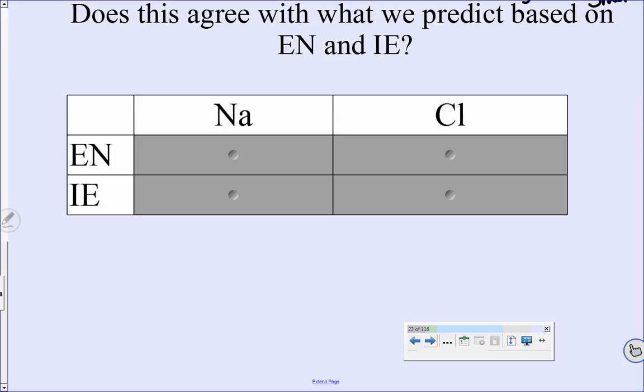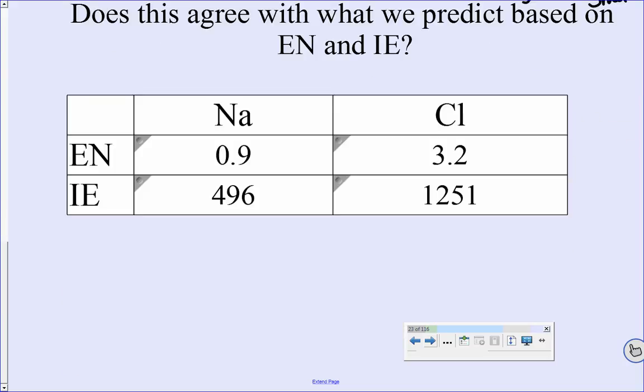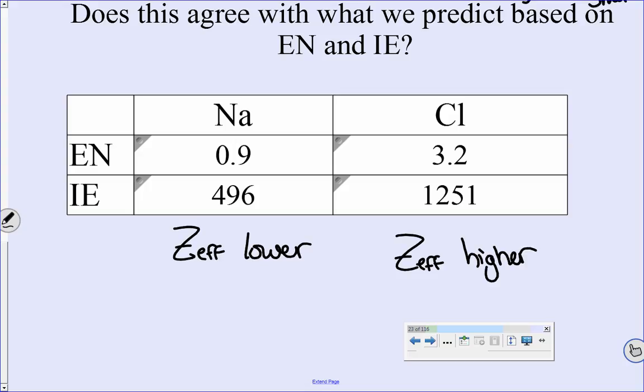Now, it's nice to compare these to electronegativities and ionization energies. What you're going to notice is electronegativity, remember, is that strength, that ability to hold electrons. Ionization energy is the amount of energy it would take to remove an electron. These are going to be lower when you have a lower effective nuclear charge, whereas in chlorine, the higher effective nuclear charge means it's going to be a lot harder to lose electrons. They're going to be more likely to be gained.